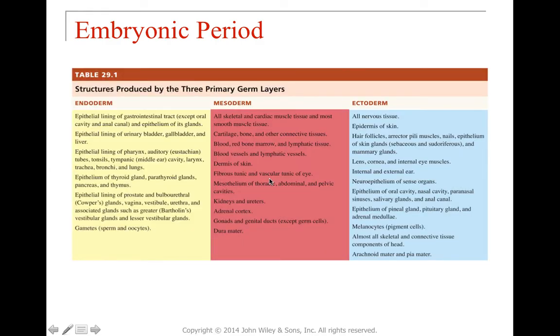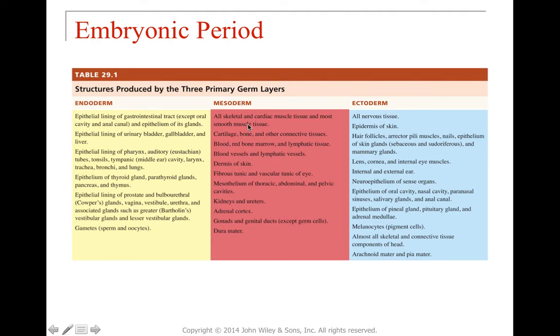I am not going to go through all of the different structures produced by all of the 3 germ layers, but I do kind of want to point out some overviews. So basically the endoderm is going to be creating the inside. It's going to create the inside of our GI tract, the inside of our bladder, the inside of our lungs, and so the epithelial lining of almost everything that's going to be internal is going to come from the endoderm.